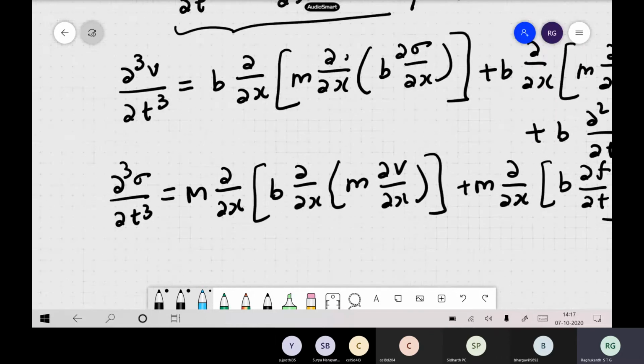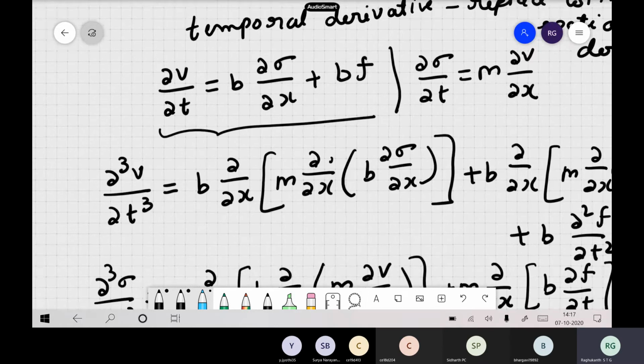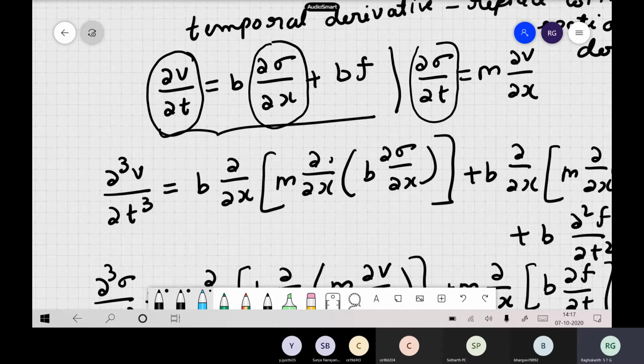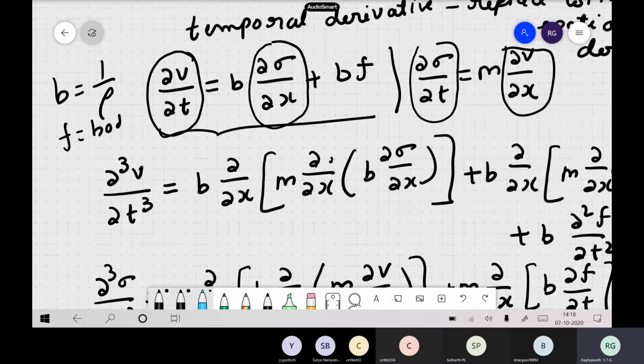So this Lax-Wendroff scheme says that this third order temporal derivative, you replace with spatial derivatives using your fundamental equations, because the fundamental equation says the temporal derivative of velocity is related to the first spatial derivative of stress, and the second equation says the temporal derivative of sigma and the spatial derivative of v are both linked. And of course, as I already told you, b is 1 by rho, the density, and F is your body force. So these are our equations.